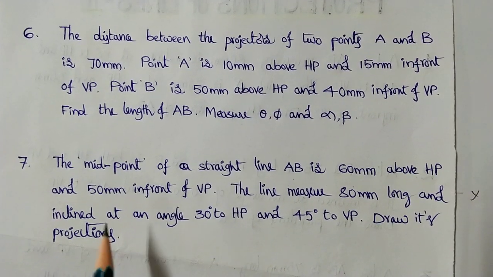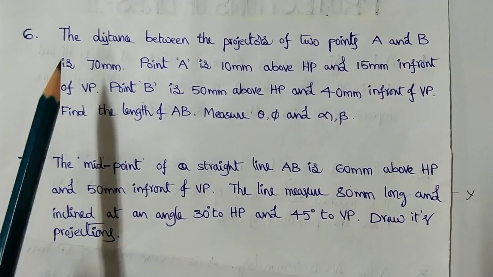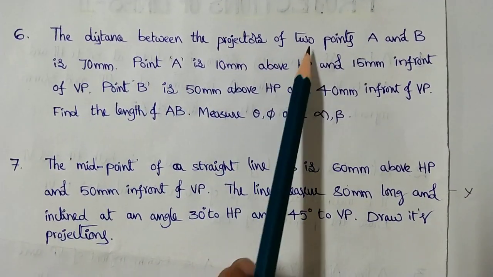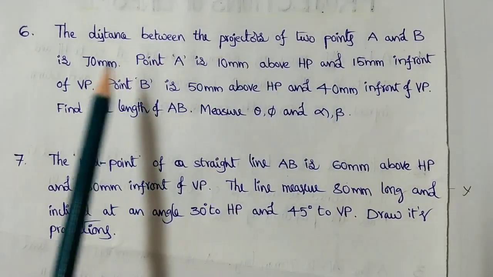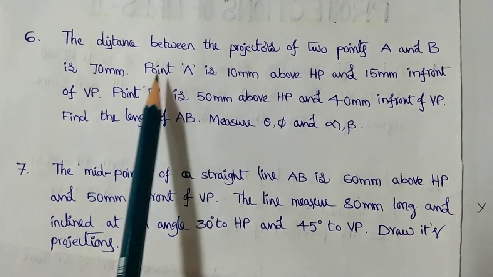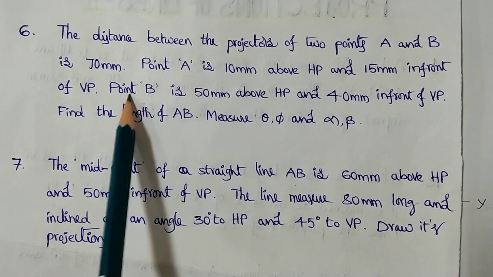Now let us start problem number 6. We can see the problem. The distance between the projectors of 2 points A and B is 70 mm. We have data of point A, similarly point B.